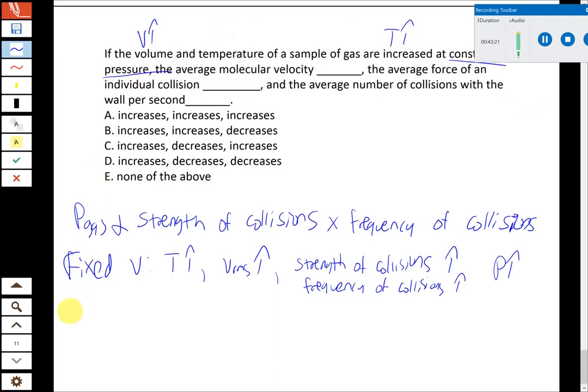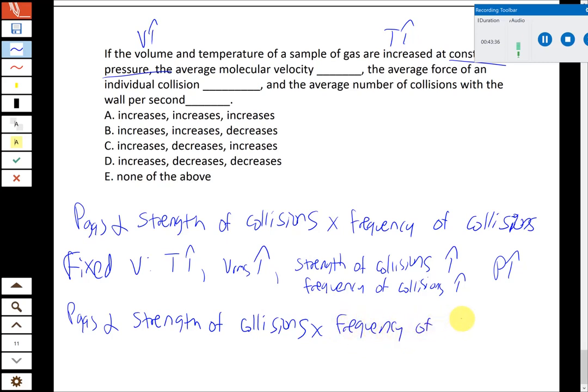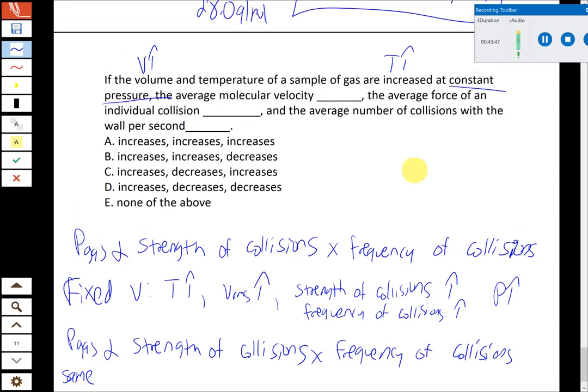So what this means is that we have this situation here. The pressure of the gas is proportional to the strength of the collisions times the frequency of those collisions. But in the situation we're dealing with here, this is staying the same. We're not changing the pressure of the gas at all. Okay? So let's think about what happens.